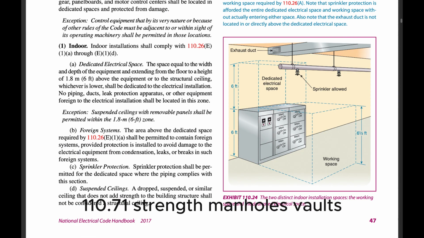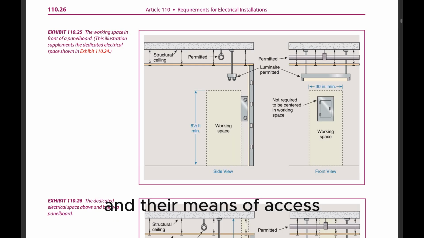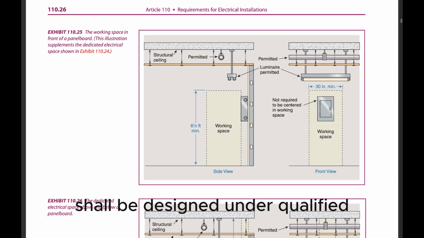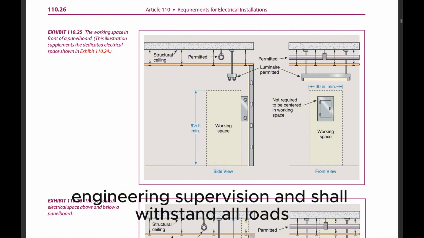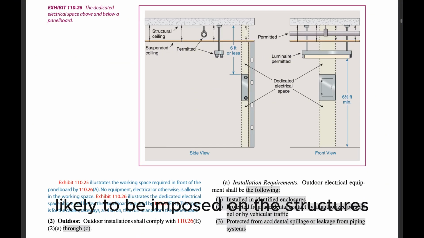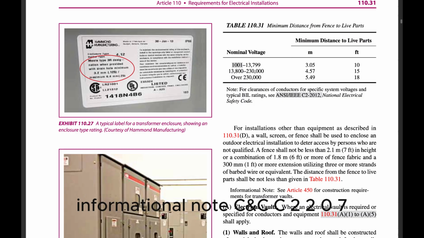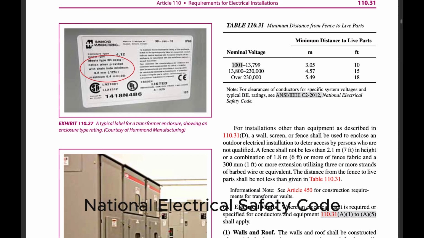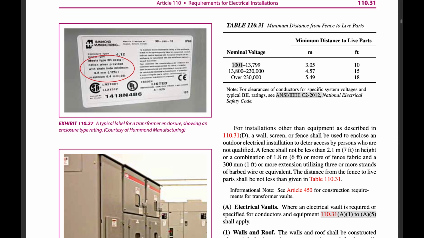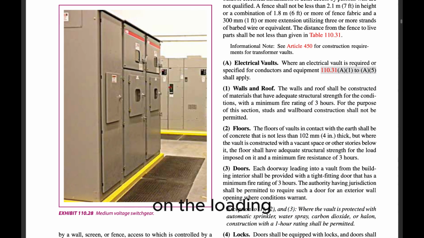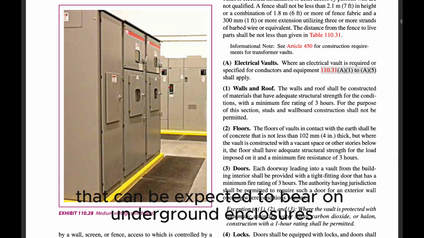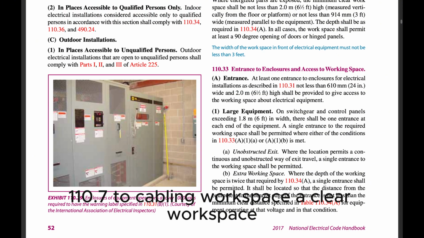110.71 Strength. Manholes, vaults, and their means of access shall be designed under qualified engineering supervision and shall withstand all loads likely to be imposed on the structures. Informational Note: See ANSI C2-2007, National Electrical Safety Code, for additional information on the loading that can be expected to bear on underground enclosures.